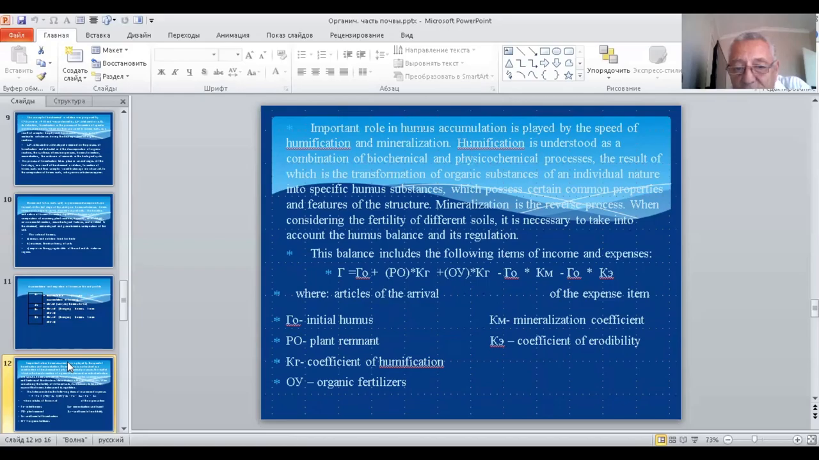G equals G0 plus T O multiply K R plus O E multiply K G, minus G0 multiply K M, minus G0 multiply K E, where the articles of the arrival are: G0 initial humus, T O plant residues, K R humification coefficient, O E organic fertilizers, K M mineralization coefficient, K E coefficient of erodibility.